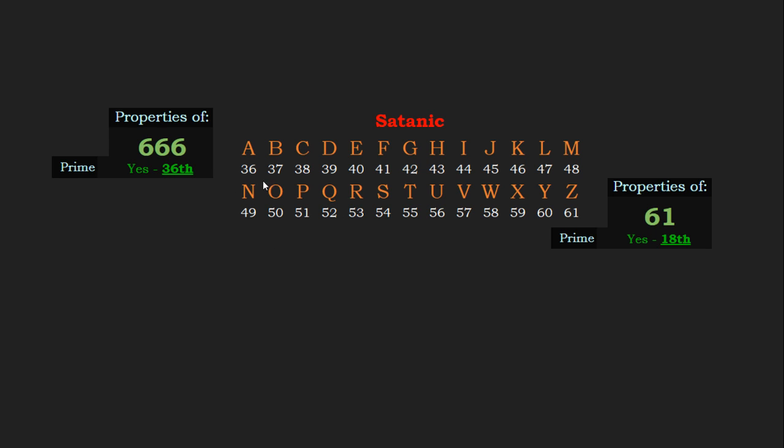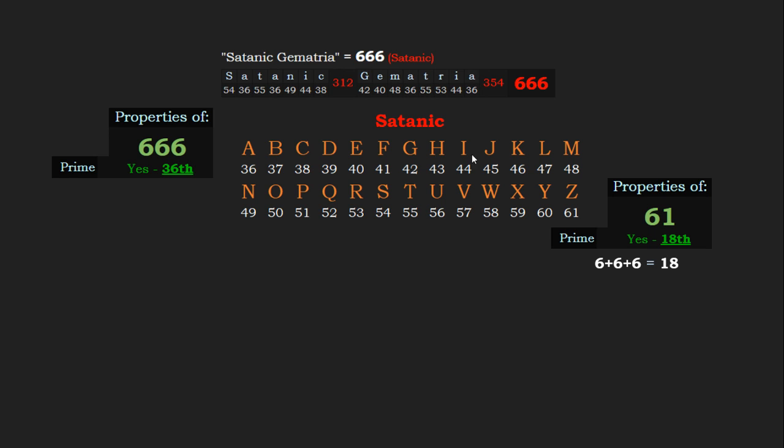Satanic gematria begins with the letter A as 36. The last letter in this cipher, Z, gets 61. Now, 61 is a prime number. That would be the 18th prime number. 18 is the sum of 6 plus 6 plus 6. And if you use this cipher and type out Satanic gematria, you find you get a numeric value of 666.